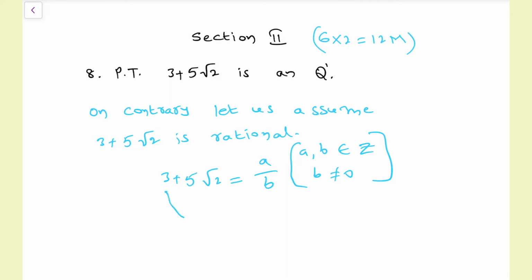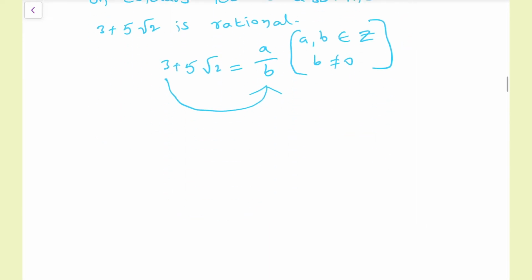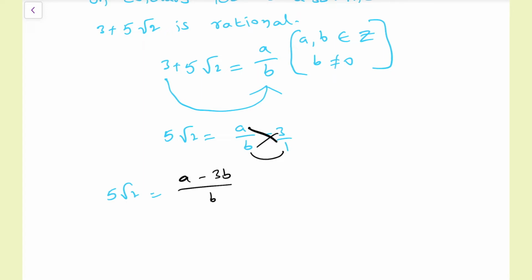Now, taking 3 to the right side, 5 root 2 equals a by b plus 3. If we take it to the other side, it will become minus 3. So, to simplify this 3, I am writing it as 3 by 1. Left side, 5 root 2 as it is, equals a into 1, a minus b into 3, 3b, divided by b into 1, b.